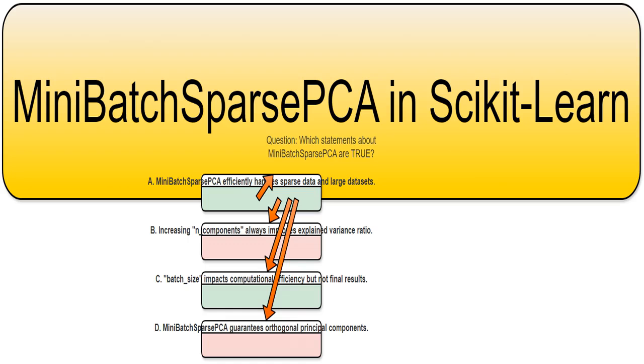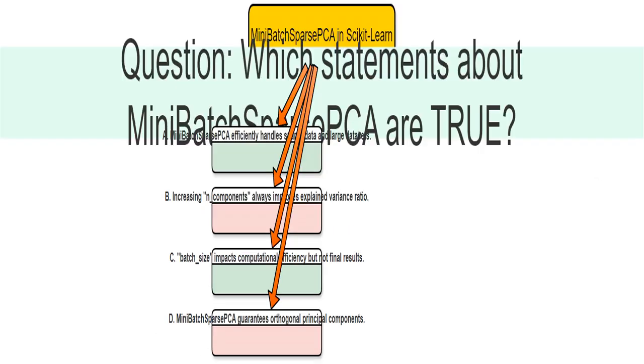I'm talking about the MiniBatchSparsePCA algorithm from the Sklearn library. It's a powerful tool for reducing the dimensions of large datasets, especially those that are sparse. Think of it as a way to simplify complex data while preserving the most important information. This question challenges you to test your understanding of MiniBatchSparsePCA. You'll need to figure out which statements correctly describe how this algorithm works with large, sparse datasets and its various parameters. Let's dive in.